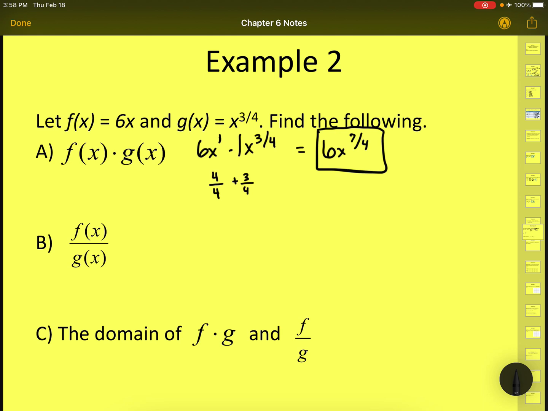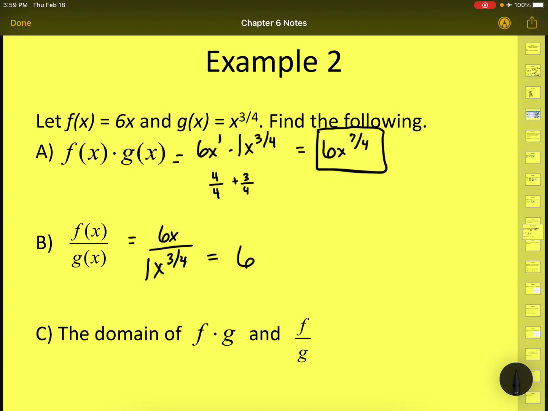Now let's see if we divide f and g. Okay, so f was 6x and g was x to the 3/4. Okay, again we're going to divide this time the big number coefficients out front. And remember, x to the 3/4 has a coefficient of 1 that you just can't see. So we're doing 6 divided by 1. Well, it's just 6. And then again, we're going to subtract the exponents this time instead of add.